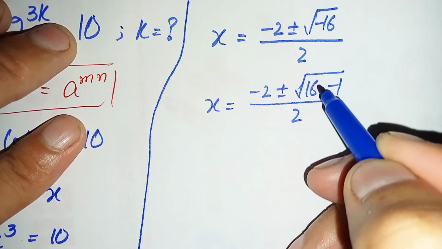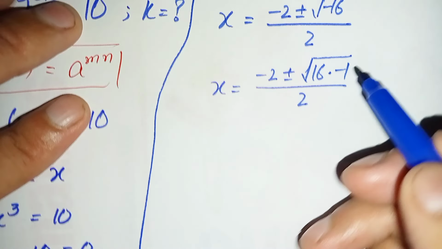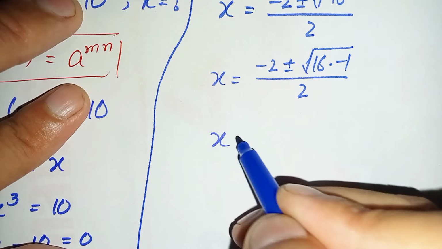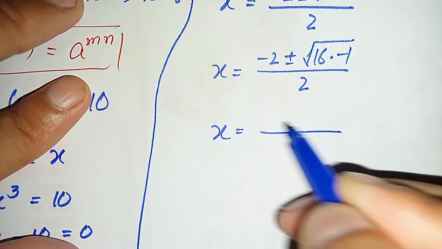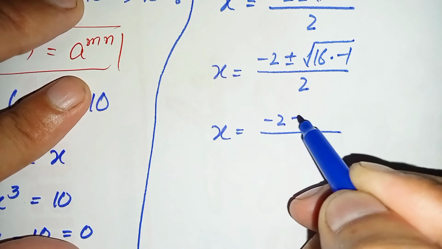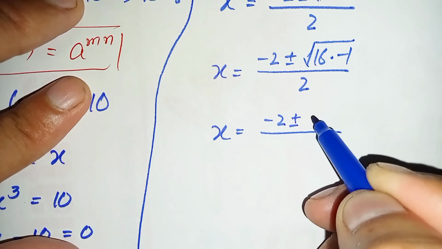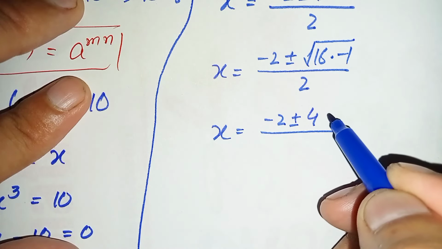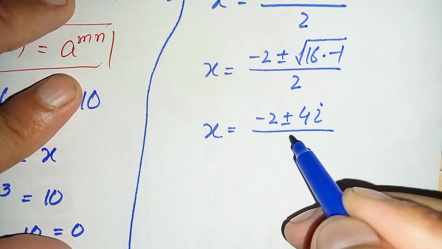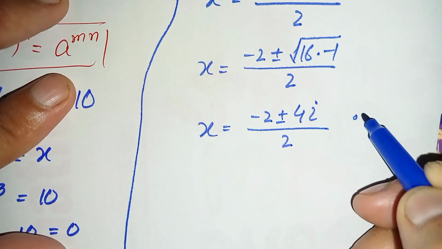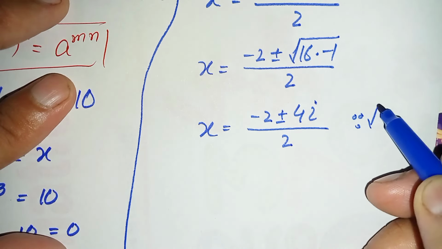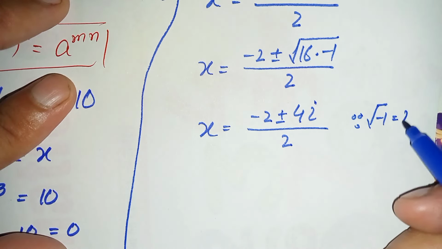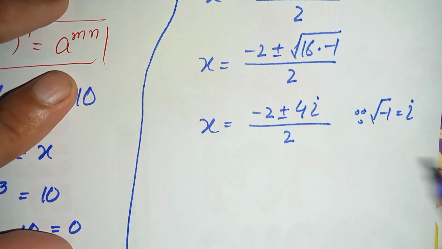Now next we will spread this square root over 16 and negative 1. So this will become x is equal to minus 2 plus minus square root of 16 is 4, and square root of minus 1 is complex identity, divided by 2. This is because square root of negative 1 is equal to complex identity i.